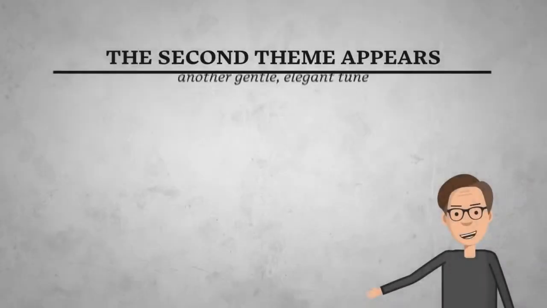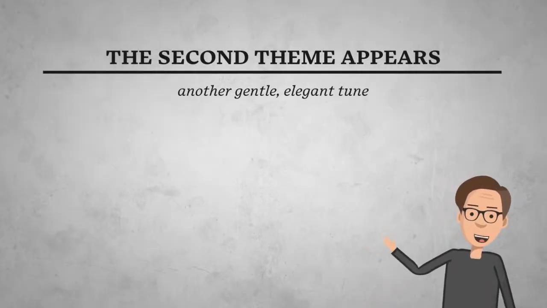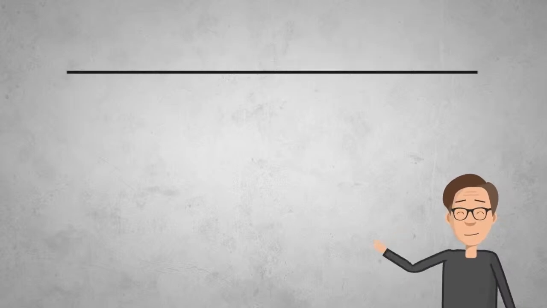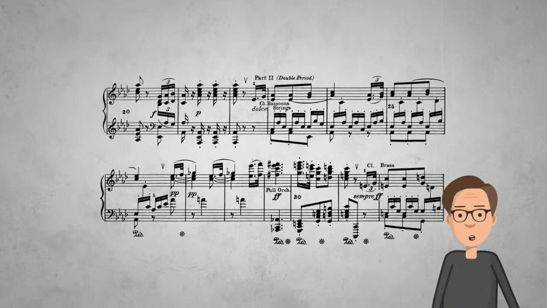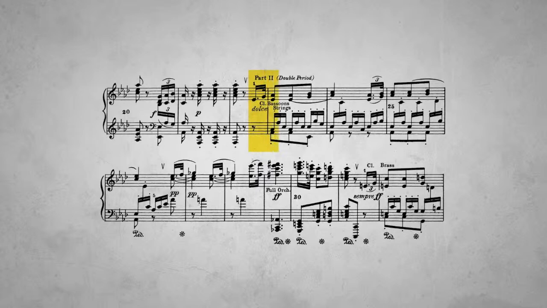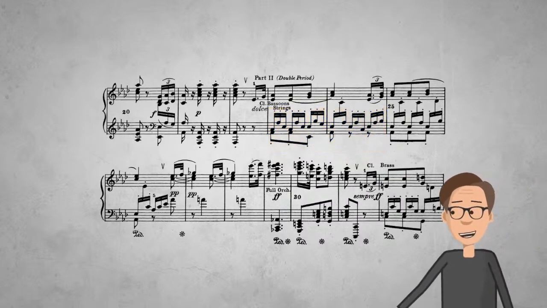Immediately, the second theme appears in the clarinets and bassoons, also very genial and elegant, and also beginning with that dotted rhythm figure. With a gentle viola accompaniment under it. There's definitely an old-world promenade character to this theme. It's very courtly and graceful.